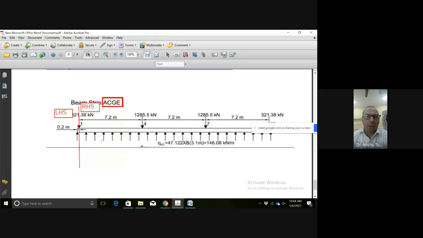Anybody else who would like to try? What is the load which is acting on the left hand side? What is the load which is acting on the left hand side of this point load?